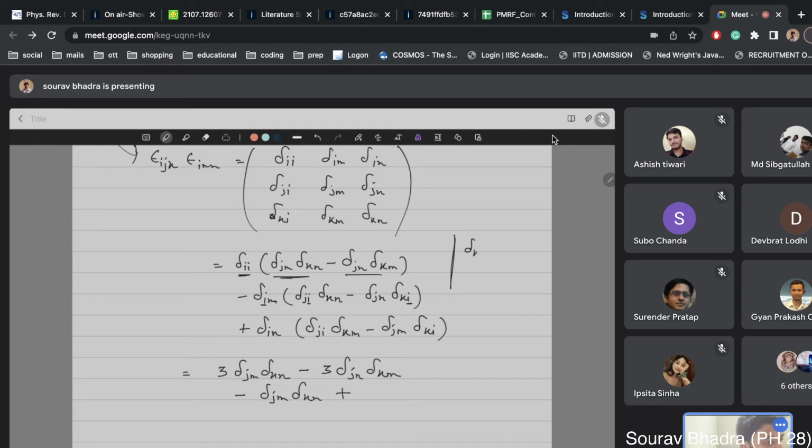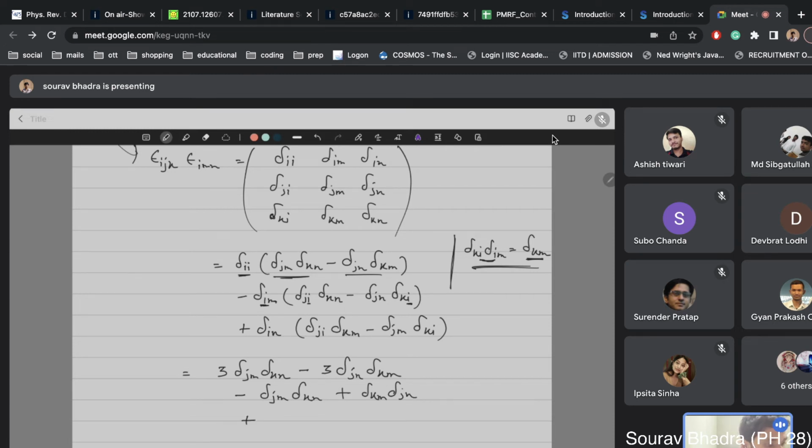Similarly, delta ki, delta im is actually delta km. If you write it separately, by taking k equals 1, i equals 1, you will find this. So it is called the contraction. The repeated index will be contracted, and the non-repetitive index will come in the final expression. I have done the same thing here: this i will be contracted with this i, and it will be delta km, and delta jn as it is.